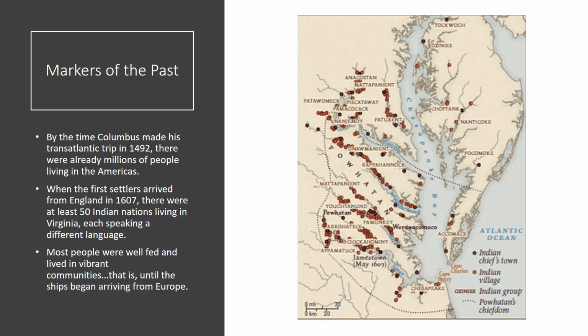Now take a look at this map. What do you notice? Pause the video for a minute to read it. By the time Christopher Columbus made his transatlantic trip in 1492, there were already millions of people living in the Americas. When the first settlers arrived from England in 1607, there were at least 50 Indian nations living in Virginia alone, each speaking a different language. Most people at the time were well-fed and lived in vibrant communities. That is, until the ships began arriving from Europe.